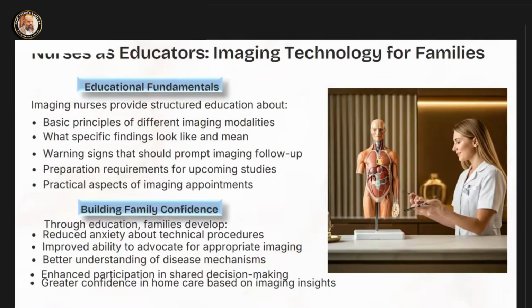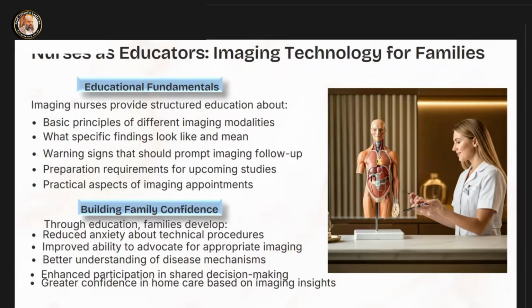Nurses as educators for imaging technology for families. The educational fundamentals are that imaging nurses provide structured education about basic principles of different imaging modalities, what specific findings look like and mean, warning signs that should prompt imaging follow-up, preparation requirements for upcoming studies, and the practical aspects of the imaging appointments.